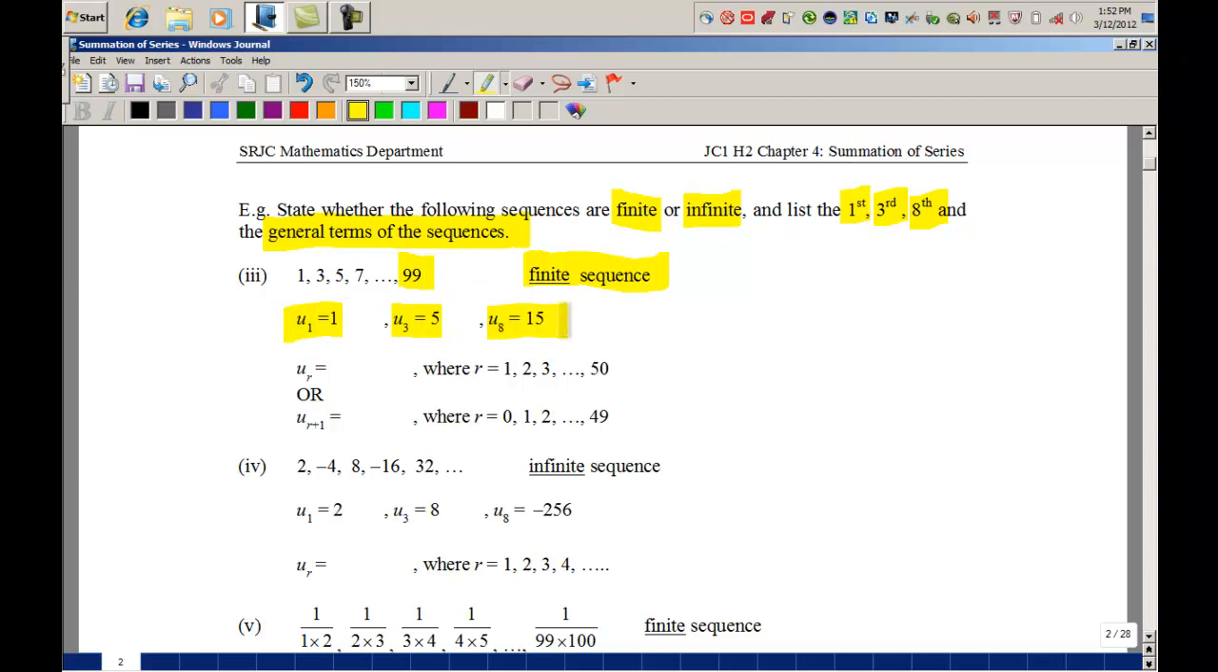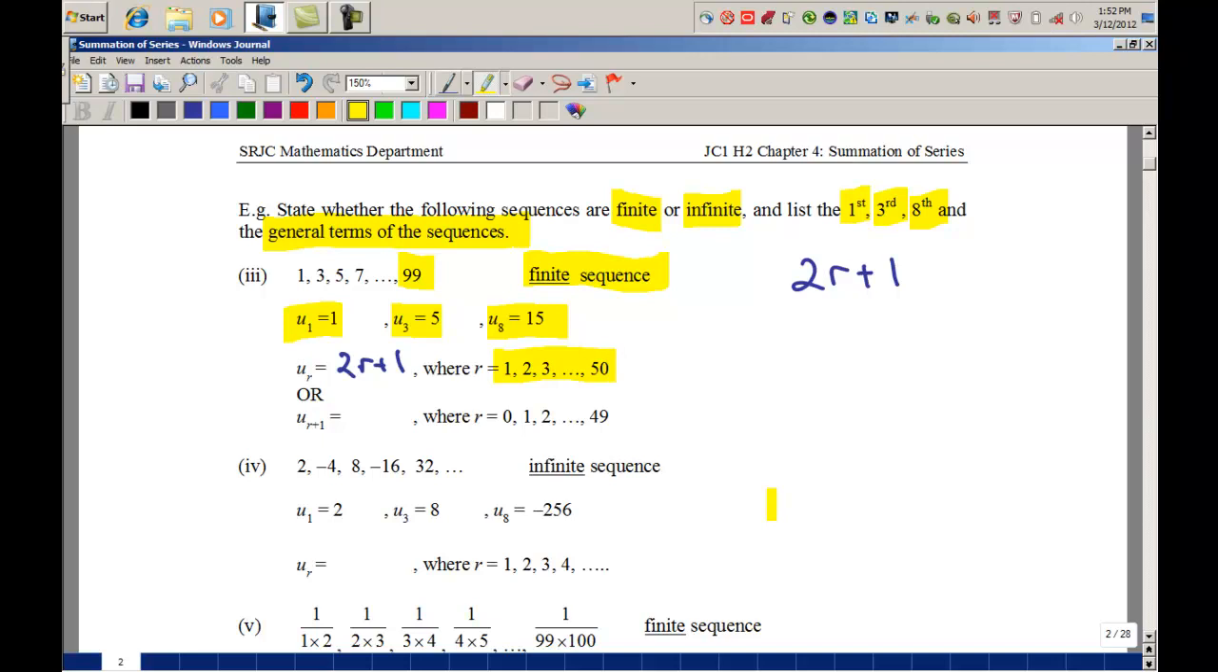And if you look closely at this set of numbers, you should be able to see that it's actually the set of odd numbers from 1 to 99. And we can always write down an odd number in this manner. And if we want to write down the rth term, we can always write UR is 2R plus 1, where R is a number from 1 to 50.